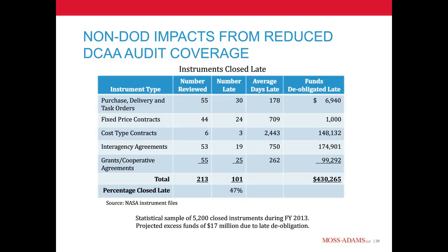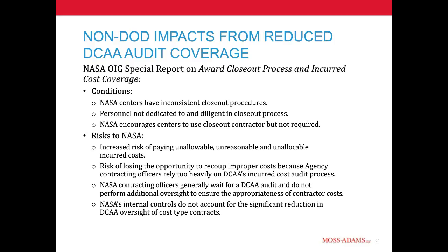Thank you, Robert. Yes, there's a NASA OIG special report. There's one on award closeout processes and one on incurred cost coverage. And the conditions that were noted there are that NASA centers have inconsistent closeout procedures. The personnel are not dedicated to and diligent in the closeout process, and NASA encourages centers to use closeout contractors, but that's not required. So that was mentioned in our previous slide, the use of the closeout contractor.